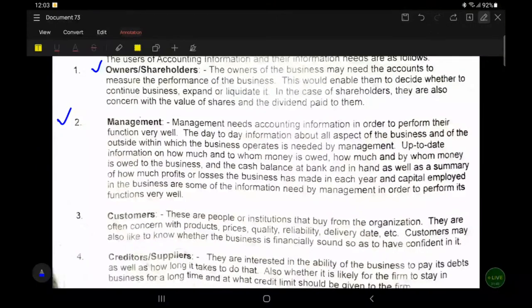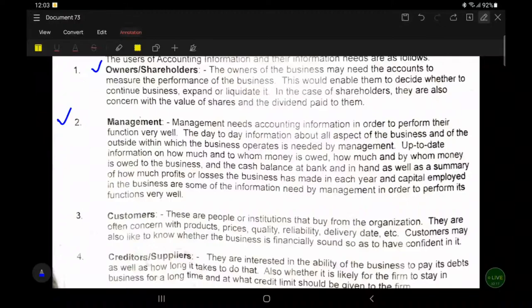So management needs accounting information a lot to make better decisions and to know how the business can function in future. Management needs accounting information in order to perform the function of work, the day-to-day information about all aspects of the business, operated by management. So up-to-date information, a lot. So that is what management actually does.